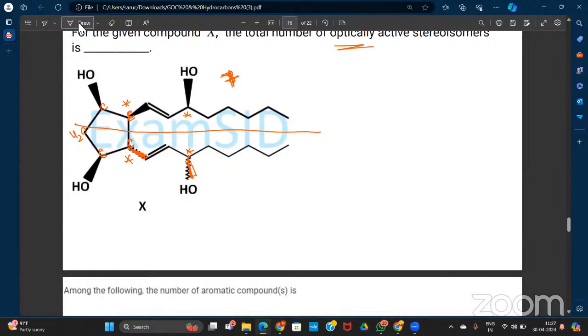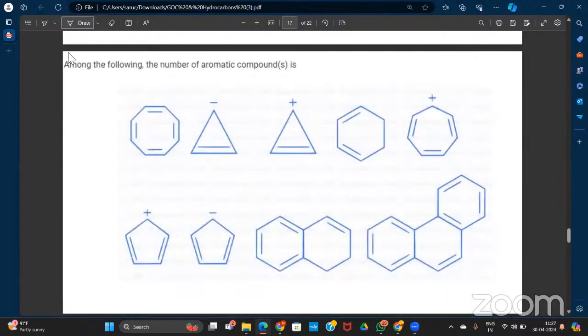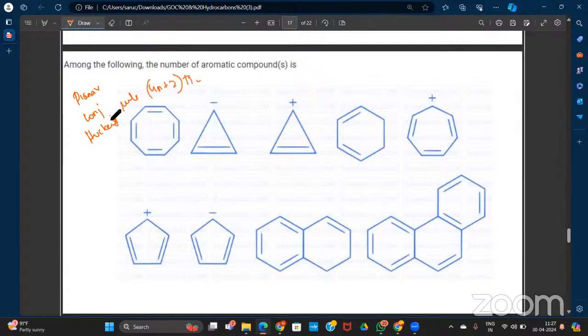The next question will be homework. The number of aromatic compounds: you know the rules for an aromatic compound, it should be planar, conjugated, and it should follow Huckel's rule, 4n plus 2 pi electrons. Using this, just find the number of aromatic compounds. This will be your homework.